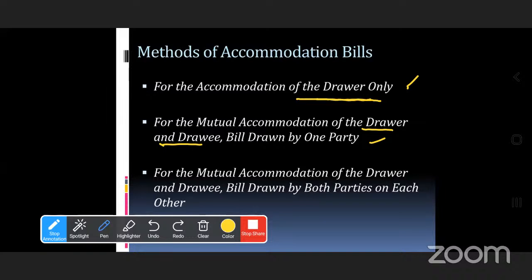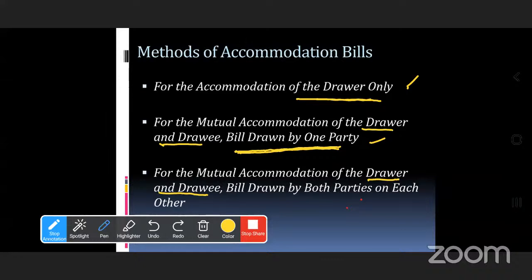And the other one is for mutual accommodation of the drawer and drawee, bill drawn by both parties on each other. In the second method, only one party draws the bill. Both the drawer and the drawee will be having mutual accommodation, but the bill will be drawn by only one party. And coming to the third method, here there will be mutual accommodation between the drawer and the drawee, and bills drawn by both parties on each other. Here both parties will be drawing bills on each other.